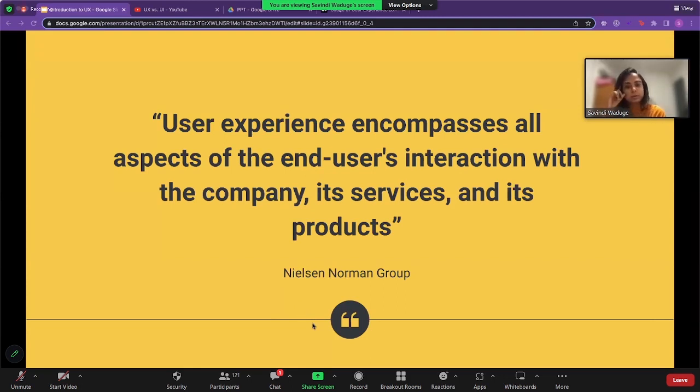This is a quote by the Nielsen Norman Group, founded by Nielsen and Norman. They say that user experience encompasses all aspects of users' interaction with the company, its services, and its products. So it's not just about the design of your product, it's about everything that surrounds it.